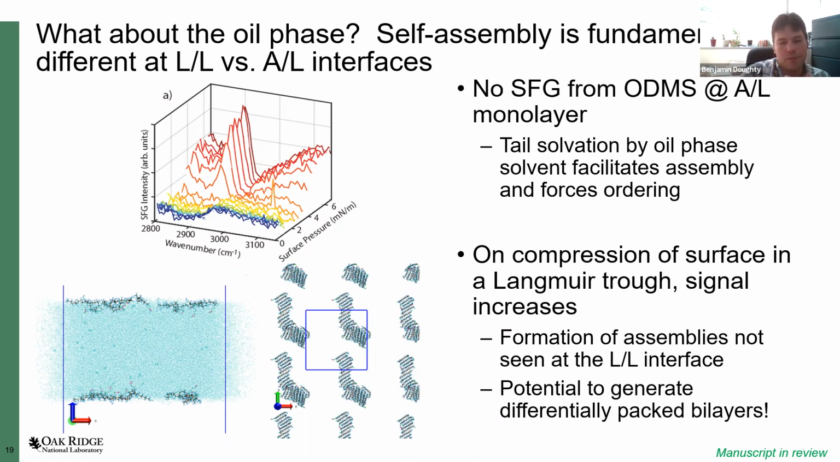So these ODMS molecules still do not really like the water, and they would rather interact with each other. But it's not until you start packing them in together that you can really start seeing signal. And this is where you start getting ordering that we then see in our SFG response. So this is a potential way to generate differentially packed bilayers for DIBS measurements.